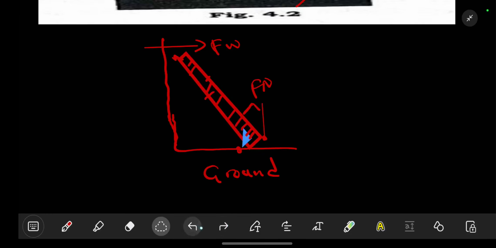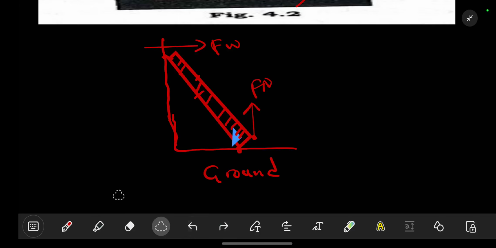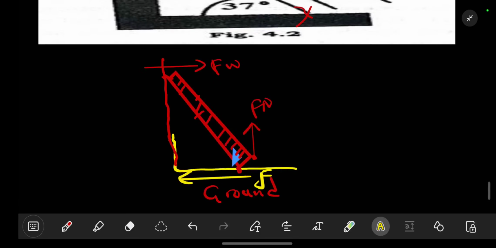So meaning to say, the only reason why this is not happening is that there is a force pushing it towards the wall, which is the frictional force. It's preventing the relative motion between two bodies in contact like that. So with this, you are now able to solve the question.